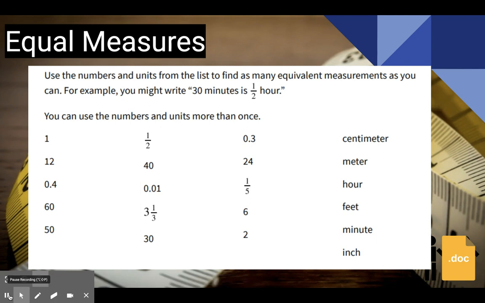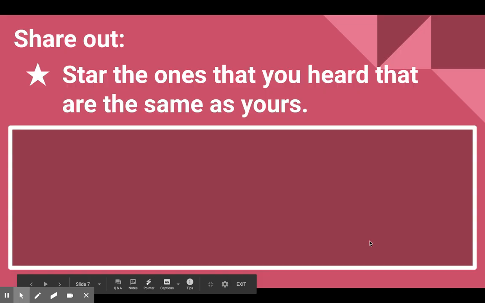So there were a number of different possibilities that you could have come up with. Some of you guys may have said that 1 centimeter is 0.01 meters, or a half hour is 30 minutes, 1 hour is 60 minutes, 1/5 of an hour is 12 minutes. You might have said 12 inches is a foot, 6 inches is a half of a foot. There are a number of different possibilities that you could have come up with. Now, let's just keep going.